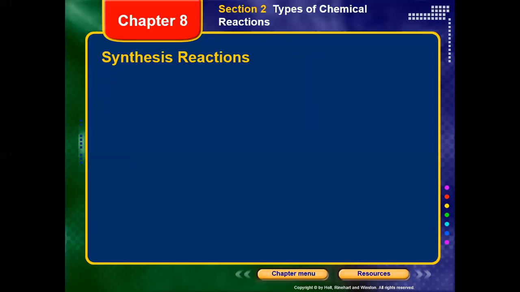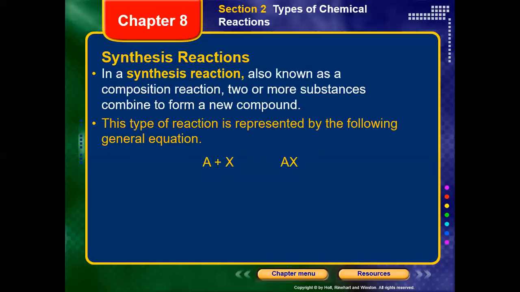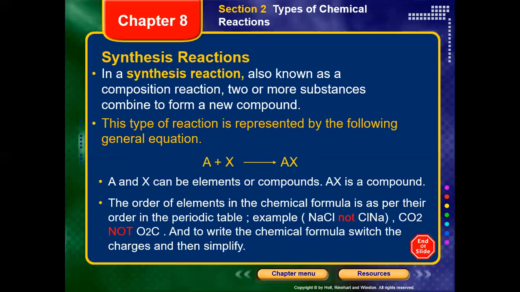In part 1, as I mentioned, we will start with synthesis reactions. We will go through the definition of synthesis reaction in detail and the types of synthesis reactions. In a synthesis reaction, 2 or more substances, meaning elements or compounds, combine to form a new compound, 1 compound. This type of reaction is represented by the following general equation: A plus X gives AX. A and X can be elements or compounds.